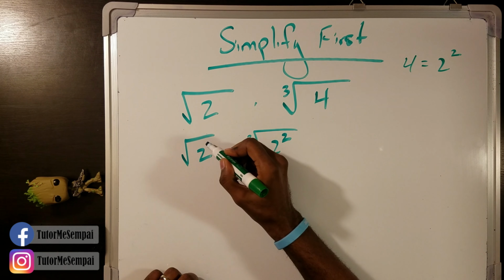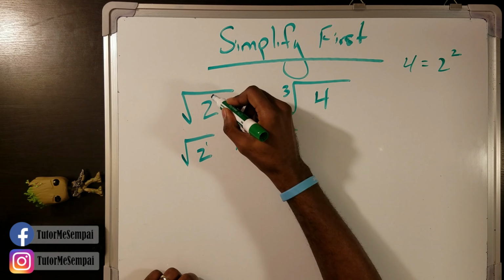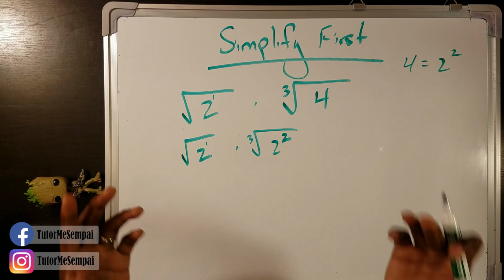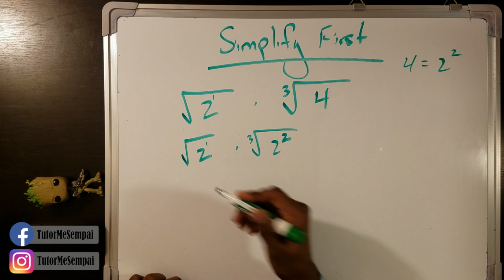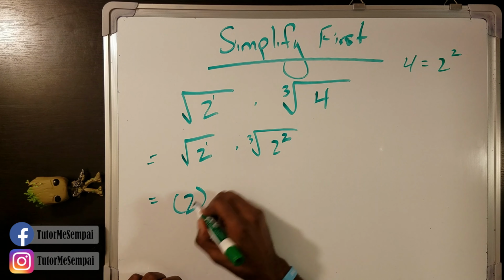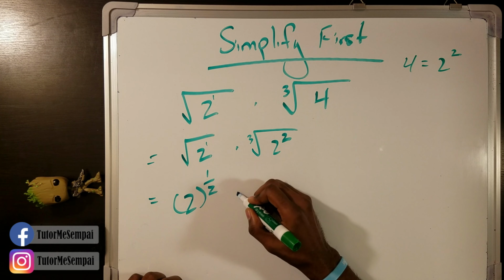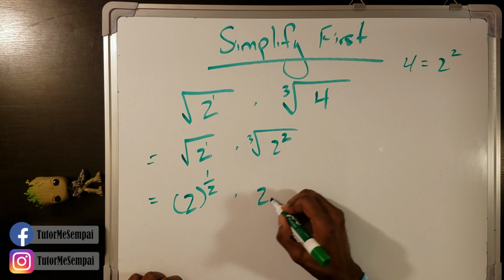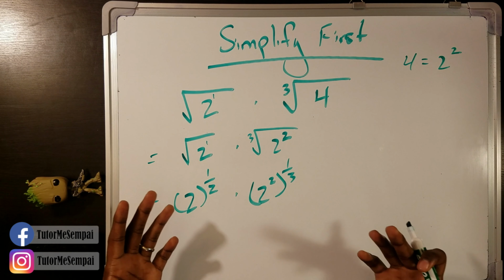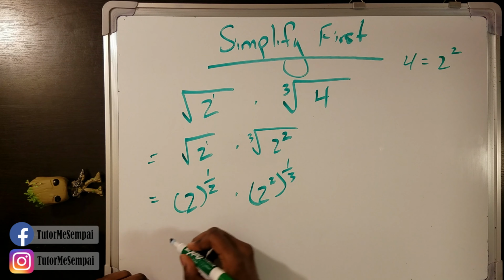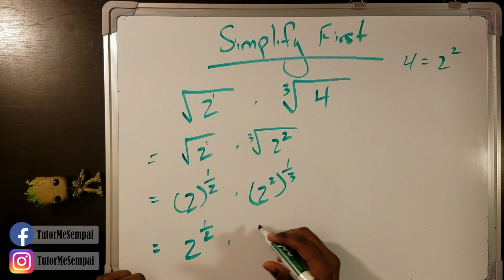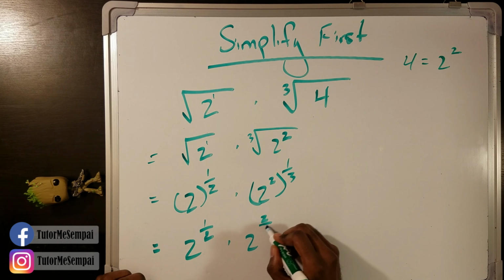And remember, anytime you don't have something there, it's an understood one, so you can see we now have the same base. Now let's write this in exponent form. This is going to be 2 to the 1/2 times 2 squared to the 1/3. Now you've already talked about how we can put these two exponents together, so this is really just 2 to the 1/2 times 2 to the 2/3.